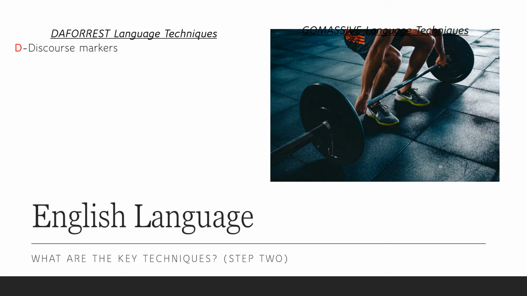DAFOREST is an acronym, and each of the letters within the word will stand for a specific language technique that you need to know in order to be successful within the English language course. If we take the D for example, the D stands for discourse marker. This will change sometimes from teacher to teacher. For me, I use discourse marker because a discourse marker is a really fantastic technique to use to help structure your writing.